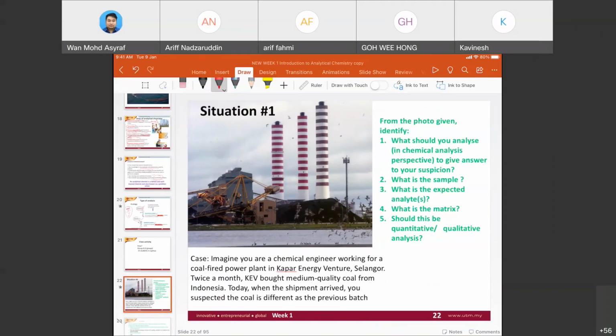Okay. Imagine you are a chemical engineer working for a coal-fired power plant in Kapar. Twice a month, this KEV, Kapar Energy Venture, bought a medium quality coal from Indonesia. Today, when the shipment arrives, you suspected the coal is different from the previous batch. So you have your suspicion here. Kenapa kualiti tak sama dengan sebelum ni yang kita beli?